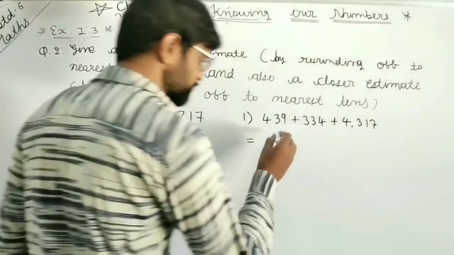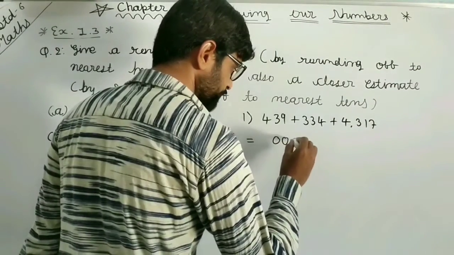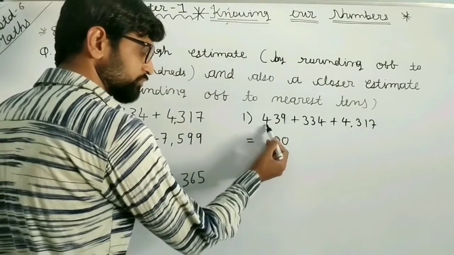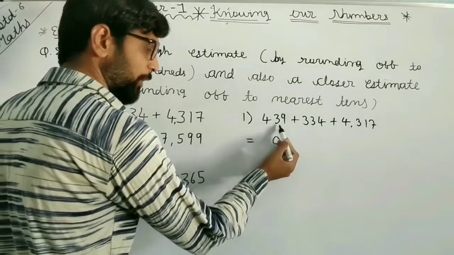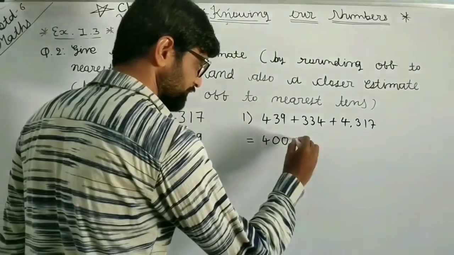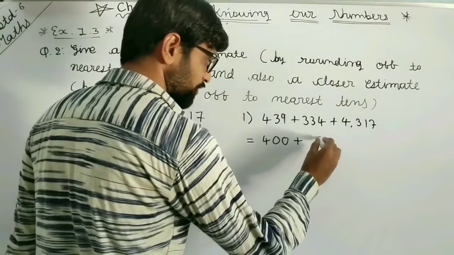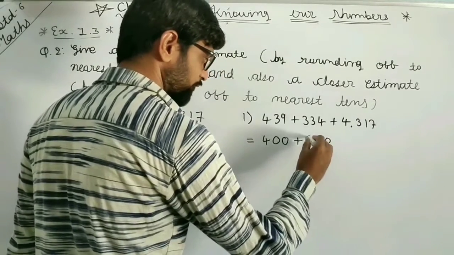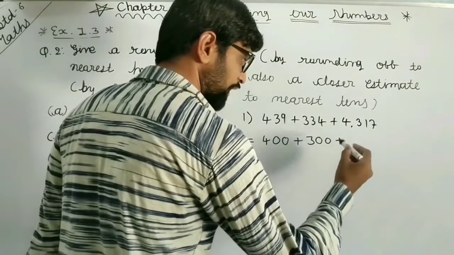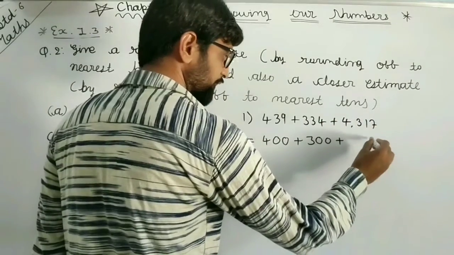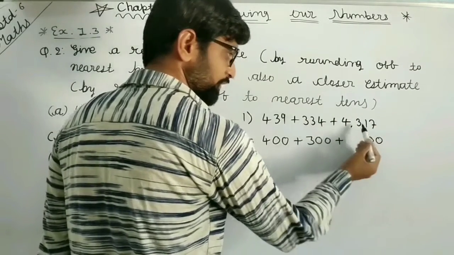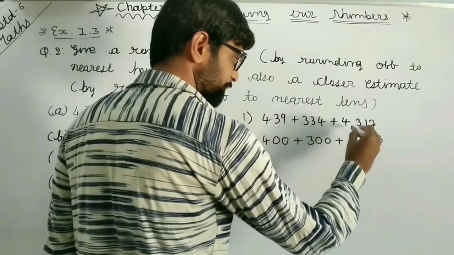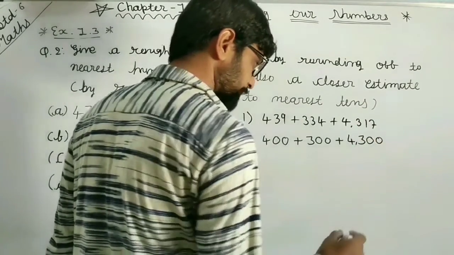So I am putting 20 here. Then see, very next to 4 is 3. 3 is less than 5, so 4 will remain as it is. Now here also I am putting 2 zeros. After 3, 3 is less than 5, so 3 remains the same. Now see on the 100 place, 3. After 3 is 1. So 3 remains the same and 4 also remains the same.